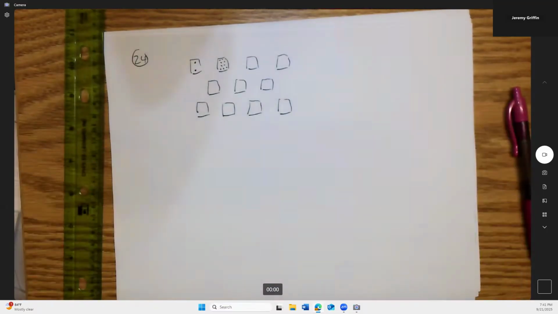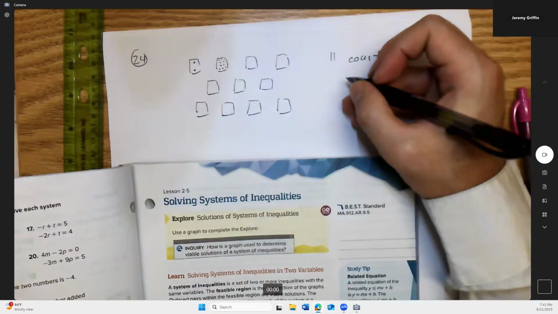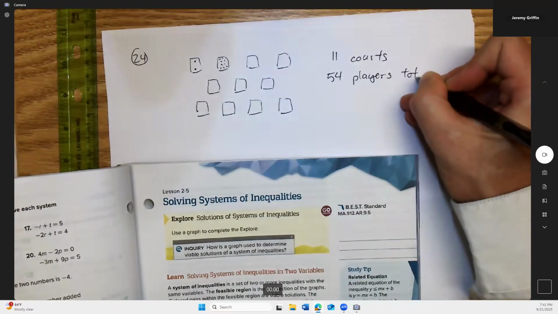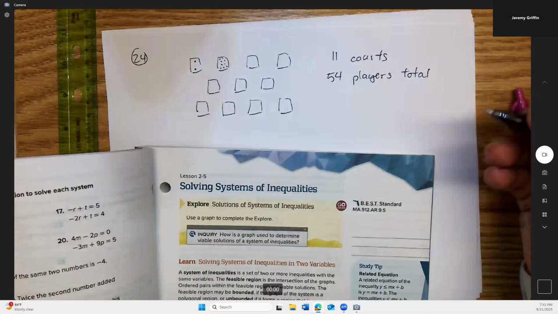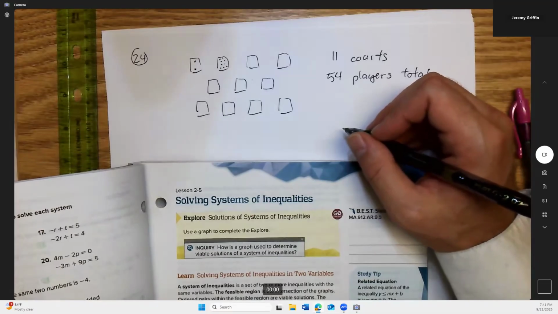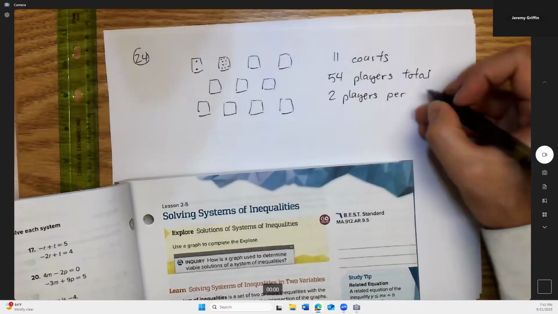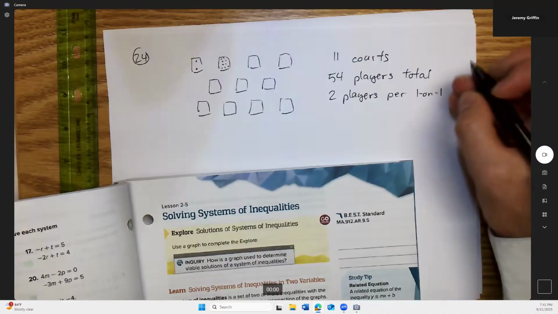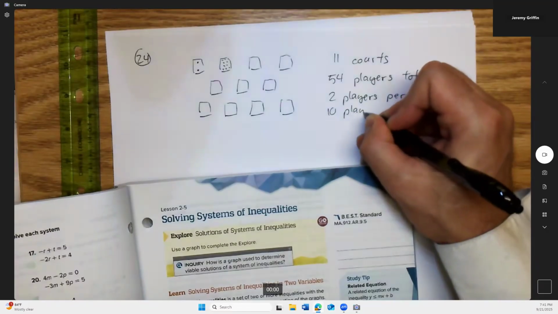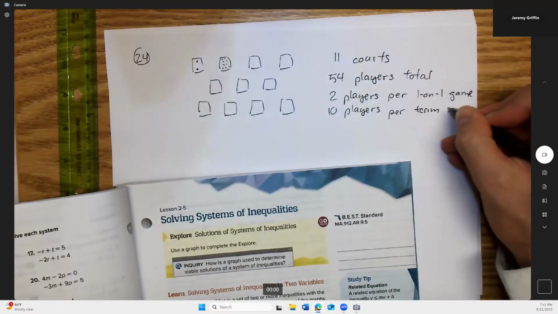Okay, right. So we got 11 courts, just like I drew there. We got 54 players total, right? And all 11 courts are being used. All 54 players are playing. And there are 2 players per one-on-one game, and there are 10 players, like 5 versus 5, per team game.